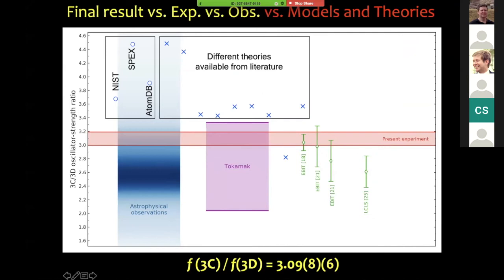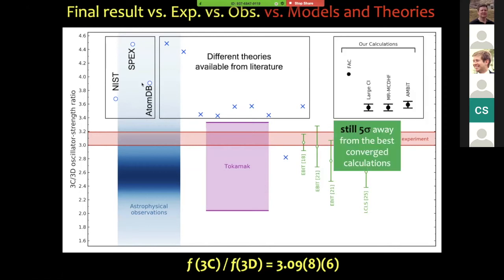We compare our values with the different theories available from the literature, also 3C/3D ratios from different databases like NIST, SPACS, or AtomDB. All of them are still in disagreement. We also did our own calculations with the distorted wave method, large-scale configuration interaction, many-body perturbation theory, and different theoretical methods. All of this theory converges roughly around 3.55, which is still five sigma away from our experiment.